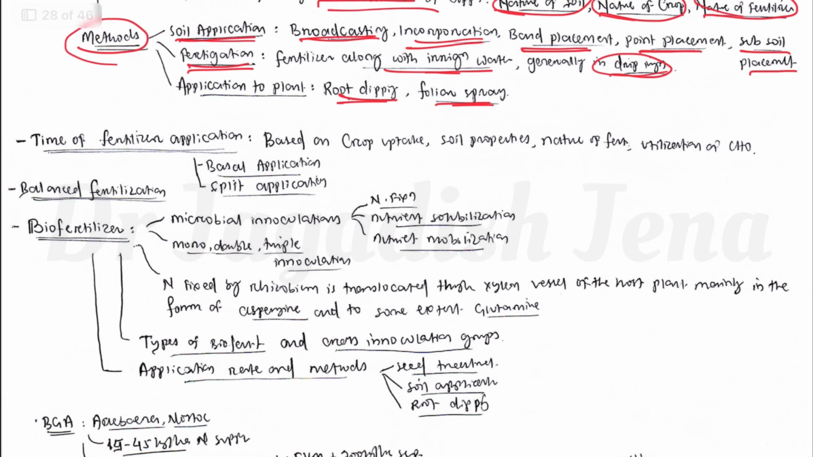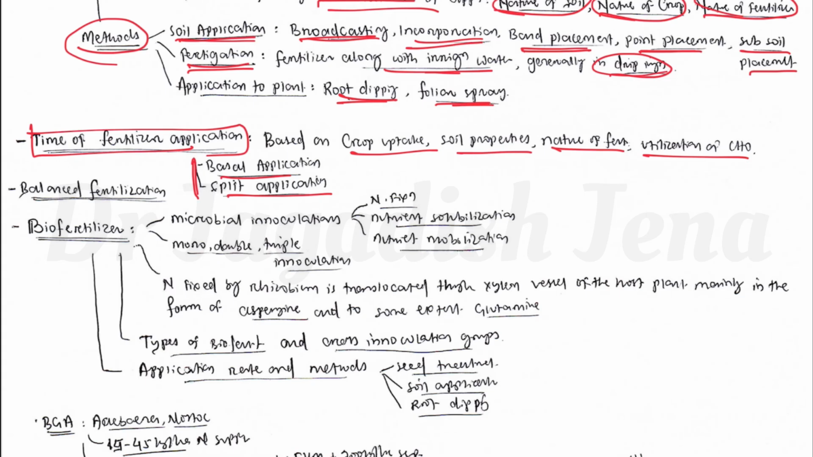Then time of fertilizer application is also important. Based on crop uptake, soil properties, nature of fertilizer, and utilization of carbohydrate, the time is different. One is basal application, another one is split application. Basically, for phosphatic and potassic fertilizers, we go for basal application, and for nitrogen, some nitrogen we apply basally, and we split apply the rest of the nitrogen fertilizer.